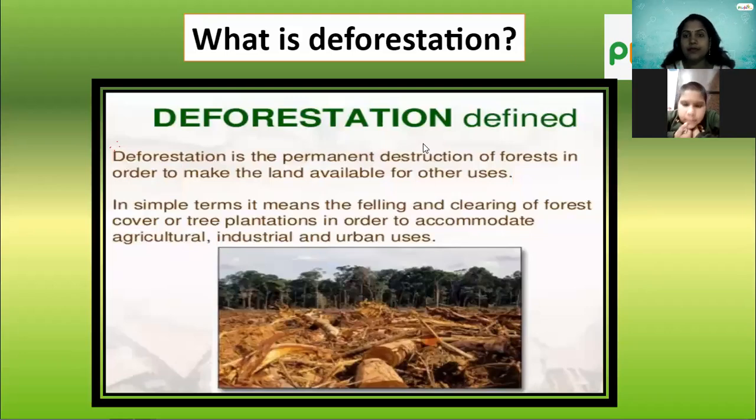Is it clear what is deforestation? Yes, ma'am. Okay. Why is deforestation happening? Because of the permanent destruction of forests in order to make the land available for other uses. Because of agriculture, industrial, urban uses. Because of this, deforestation is happening. This is the main reason.